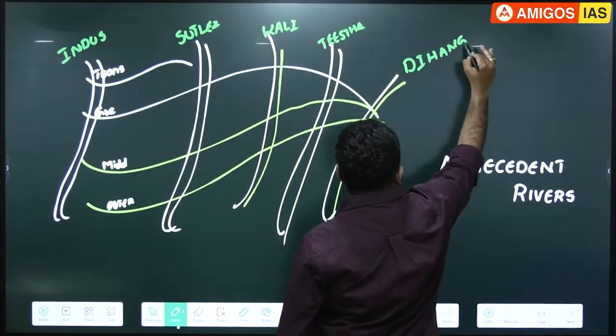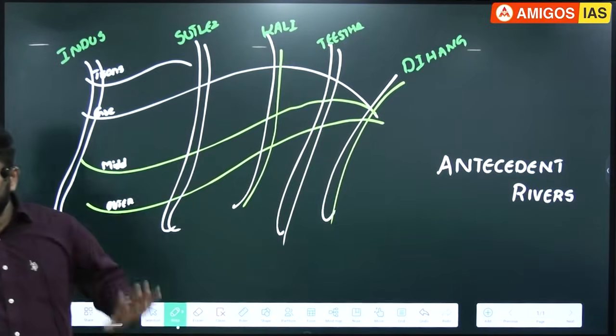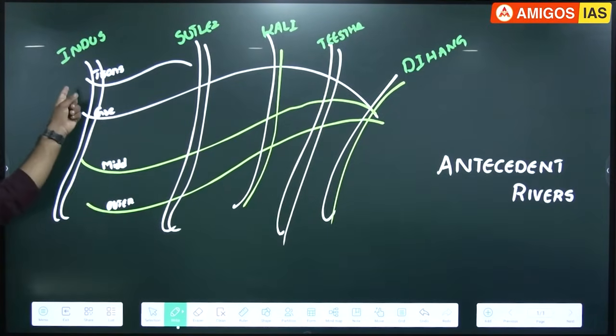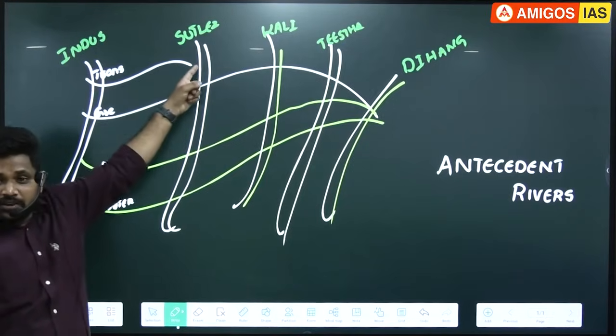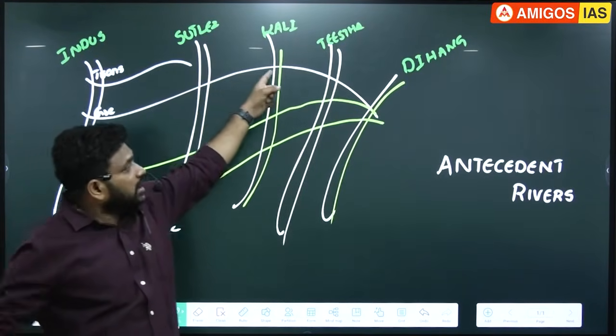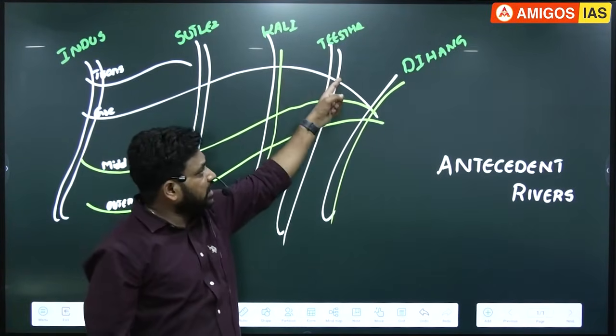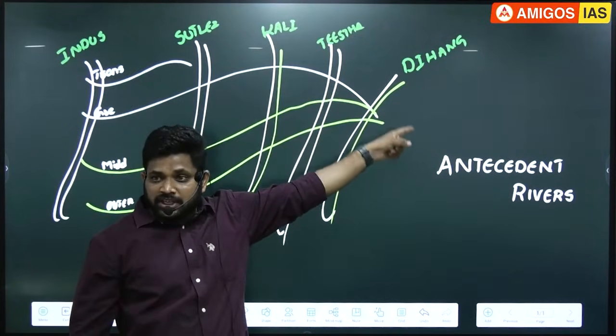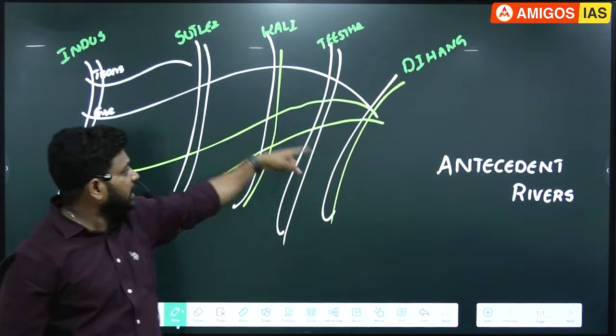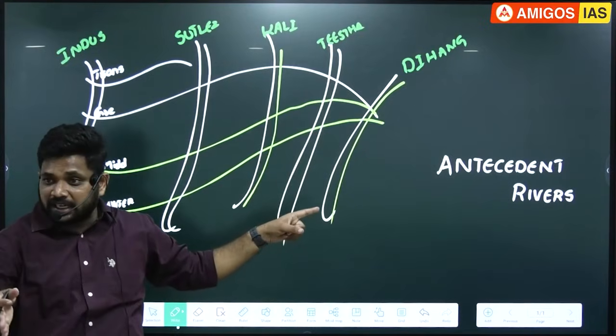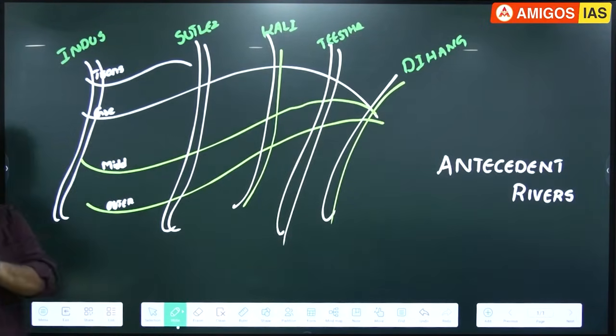So how many antecedent rivers are there in India? 5 rivers. What is the first one? Indus. What is the second one? Sutlej. What is the third one? Kali. Teesta river, Dihang river. These rivers are differentiating the entire Himalayas vertically into how many groups? 4 groups.